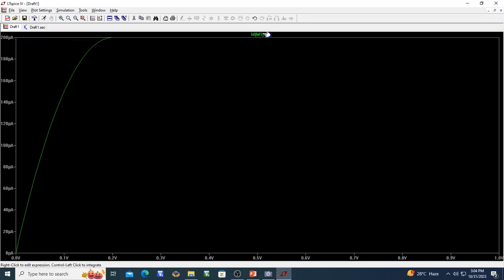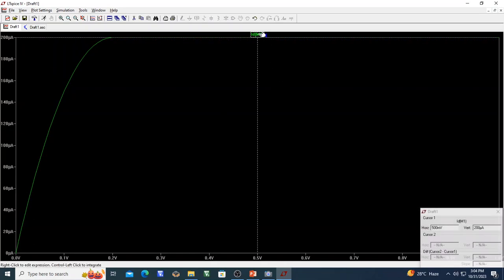And how to measure the currents here? I can just do the same thing here, click on this. You can see this is 200 micro. Of course, if you click once, you'll get it. If you click twice, you'll get one more. This is in the saturation region.